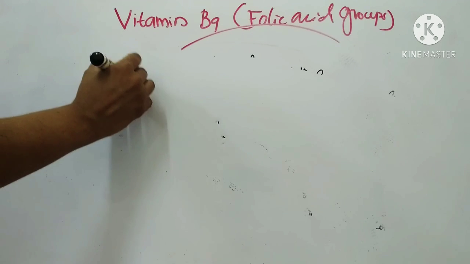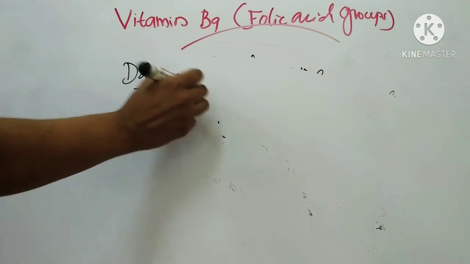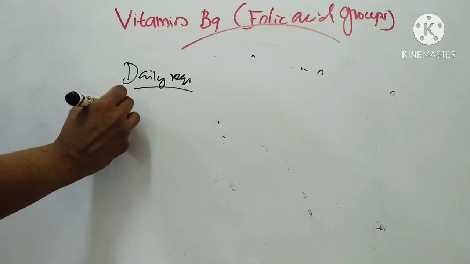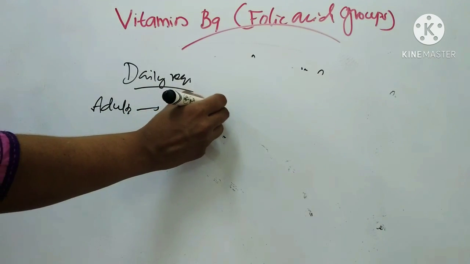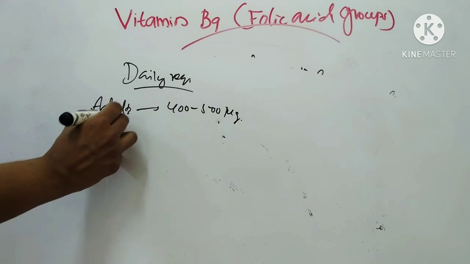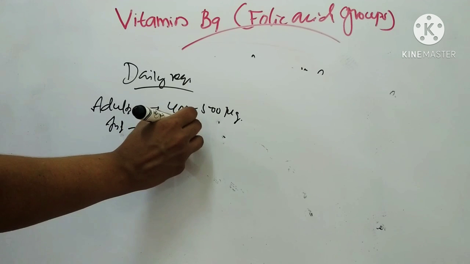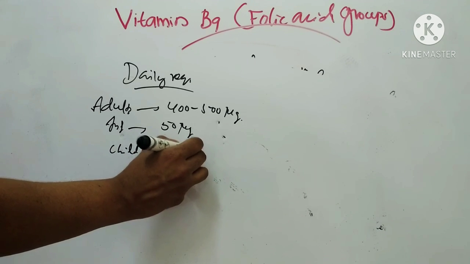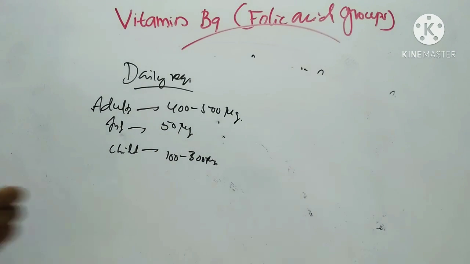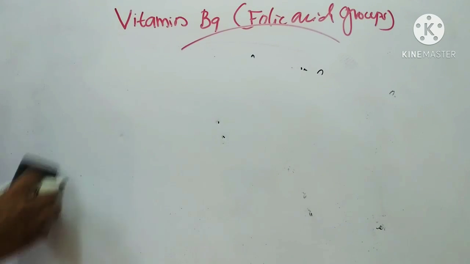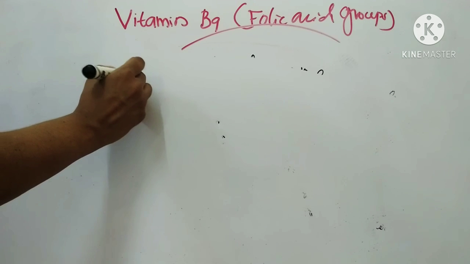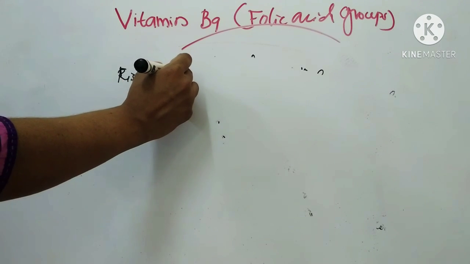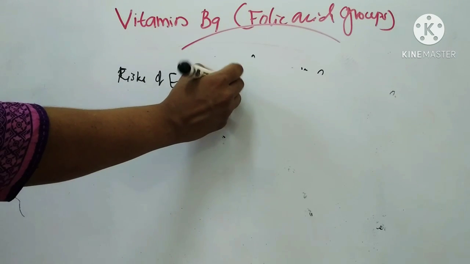Next one is daily requirement. For adults, it is about 400 to 500 μg daily. In infants, it is about 50 μg daily. In children, it is 100 to 300 μg. This requirement increases in pregnancy and in lactation. We will see the risk of excess of folic acid. These are the daily requirements. If excess is there, there are risks.